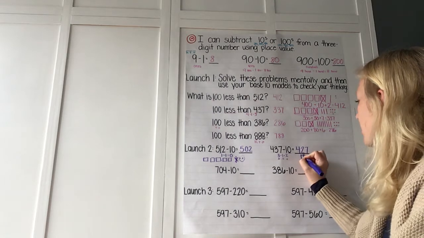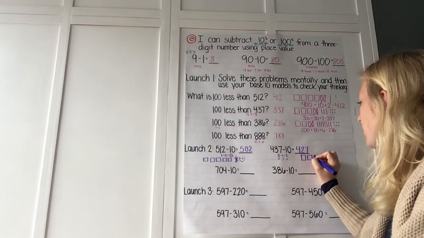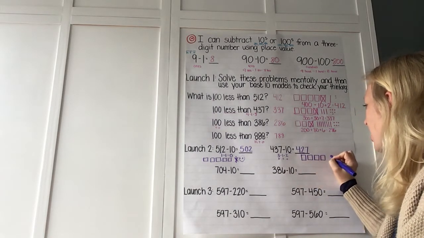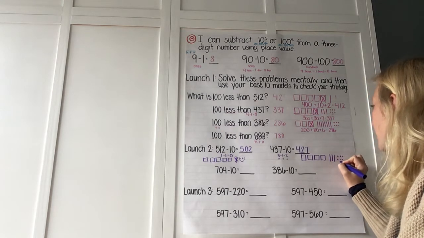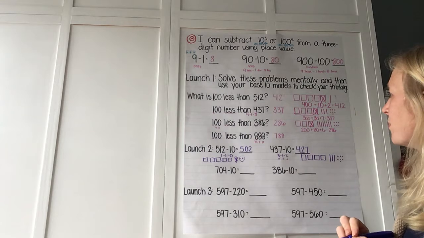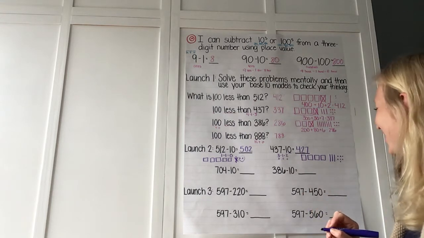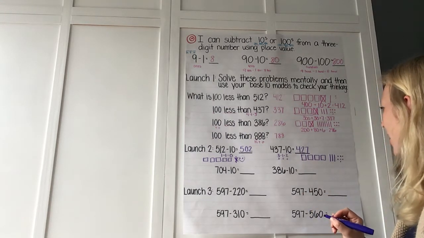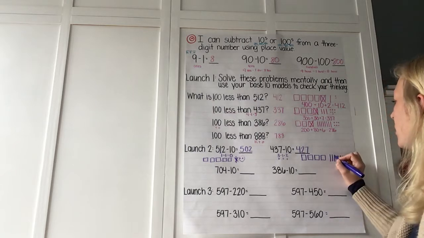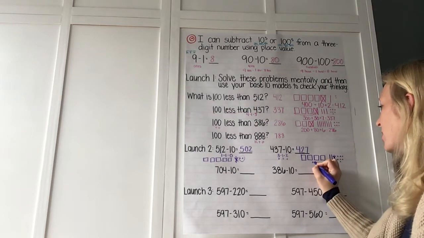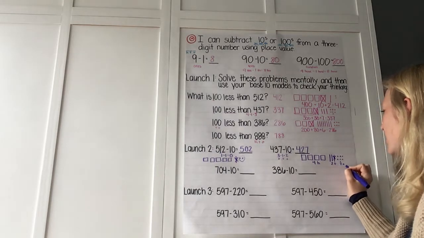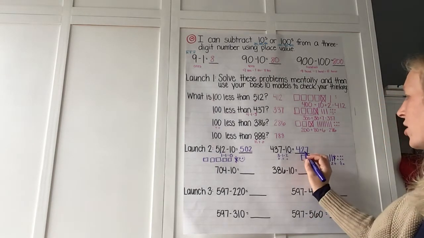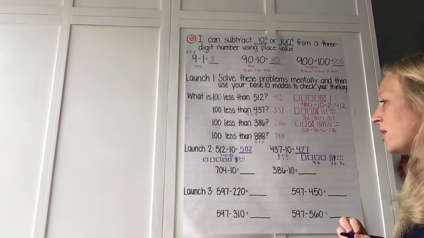All right. Let's prove it. Or check it, I should say. 2, 3, 4, 5, 6, and 7. These numbers look familiar, don't they? Yes. All right, and what are we taking away? 10. And we still have 4 hundreds, 2 tens, and 7 ones. 4 hundreds, 2 tens, 7 ones.